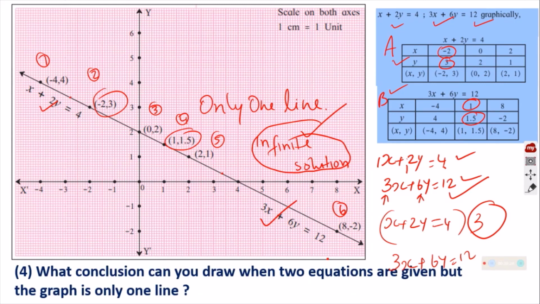One more question: what conclusion can you draw from two equations being given but the graph being only one line? We can draw a conclusion that when two equations are same, you will get a single line graph. Both graph lines will be same and there are infinite solutions, and the equations will be a multiple of one another. Meaning if you multiply one equation by a number, you get the second equation, or they will be mutually a product or a factor. Okay, this is the conclusion.